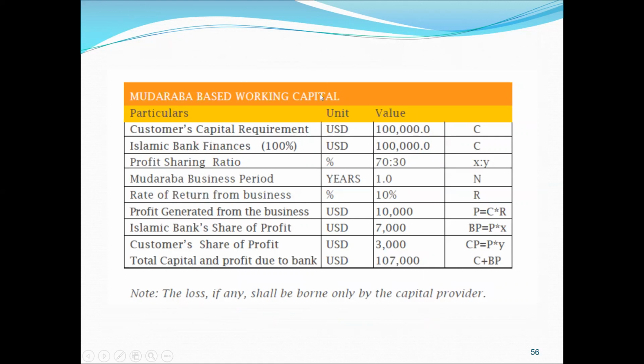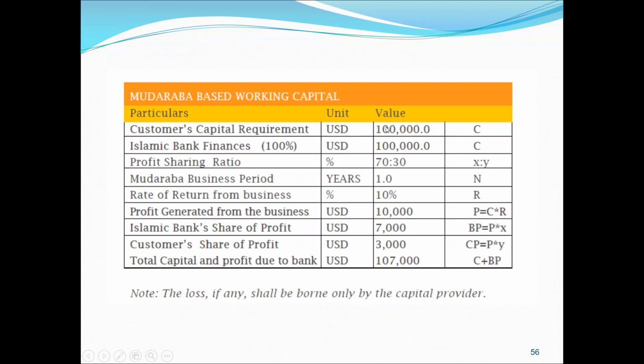Coming to Mudaraba based working capital. Working capital financing has three parts: commodity murabaha, mudaraba, and wakala. So we are done with the commodity. Now we're doing mudaraba. Let's say there is a capital requirement by the customer. There's a 100,000 requirement. The Islamic Bank finances that requirement, 100,000.